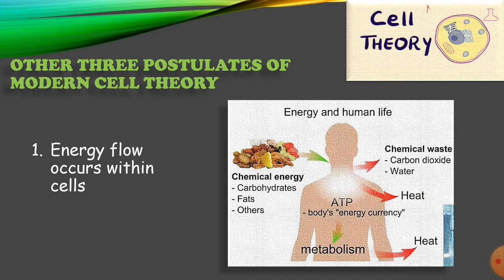Further, there are three more postulates added to the cell theory, which form a part of the modern cell theory. One, energy flow occurs within cells. The energy referred to in this postulate is the chemical energy produced from thousands of biochemical reactions that take place inside the cell, from the breakdown of glucose to the production of ATP. All biochemical reactions produce a great deal of energy within each cell that flows from one part of the cell, one organelle to another, through chemical messengers and molecules.